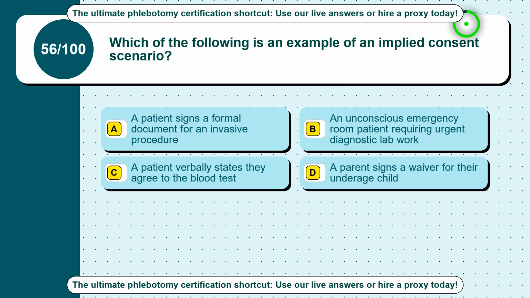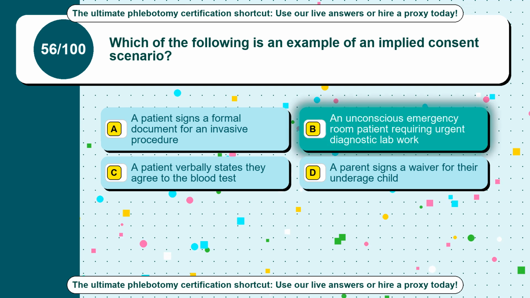Question 56. Which of the following is an example of an implied consent scenario? Option A, a patient signs a formal document for an invasive procedure. Option B, an unconscious emergency room patient requiring urgent diagnostic lab work. Option C, a patient verbally states they agree to the blood test. Option D, a parent signs a waiver for their underage child.